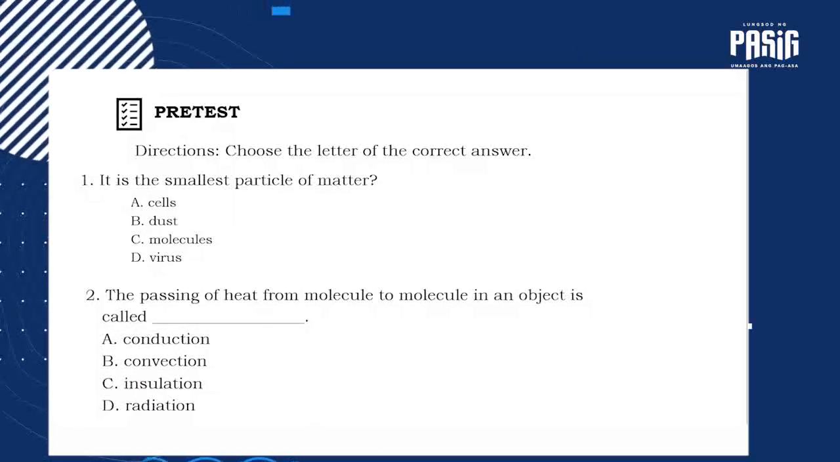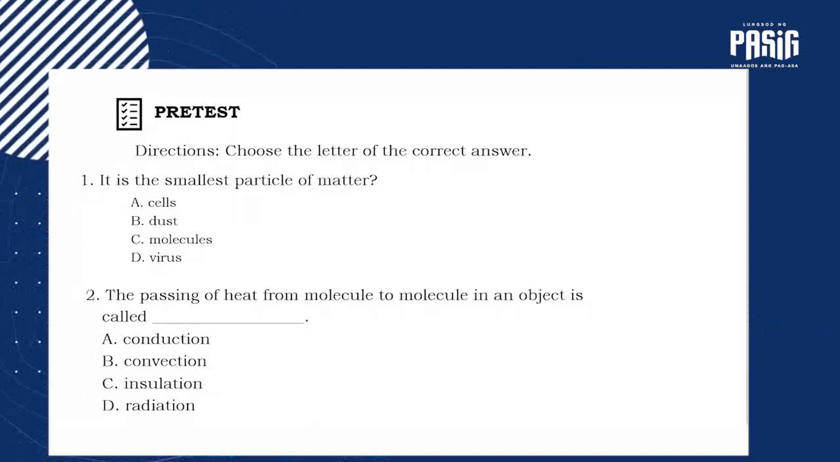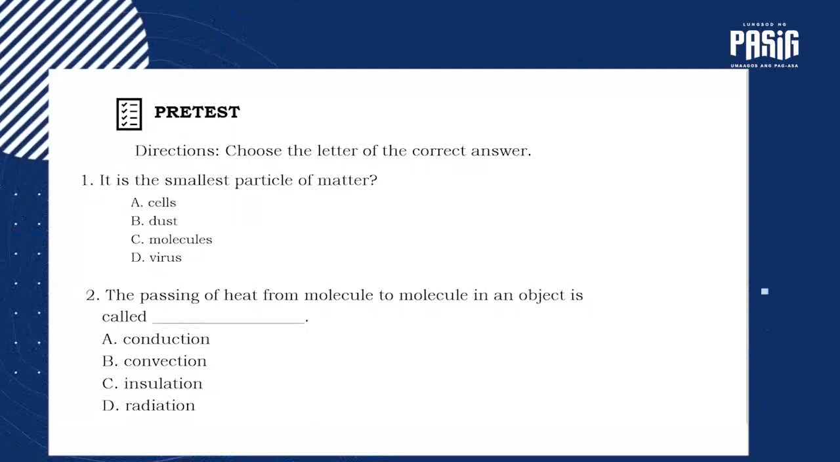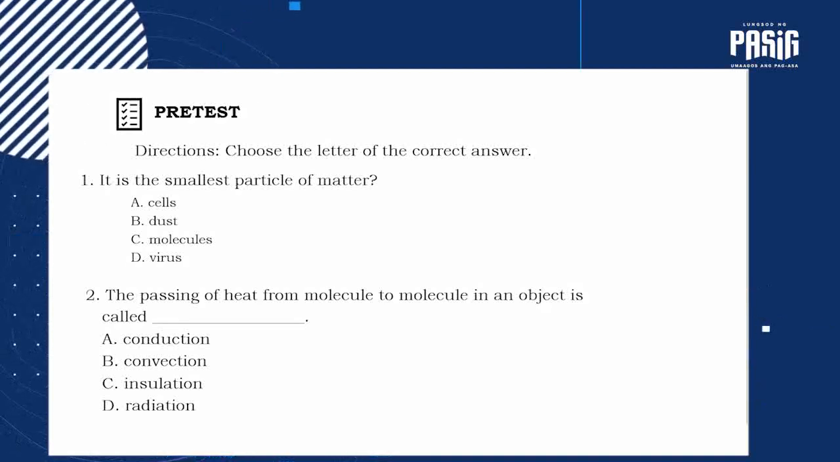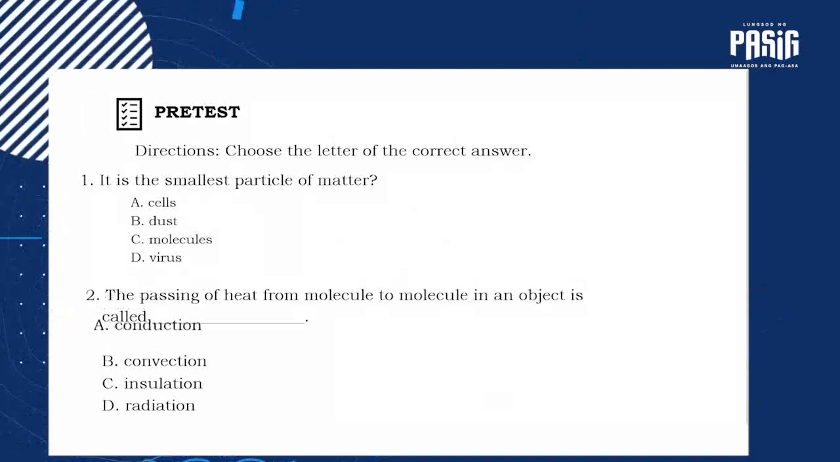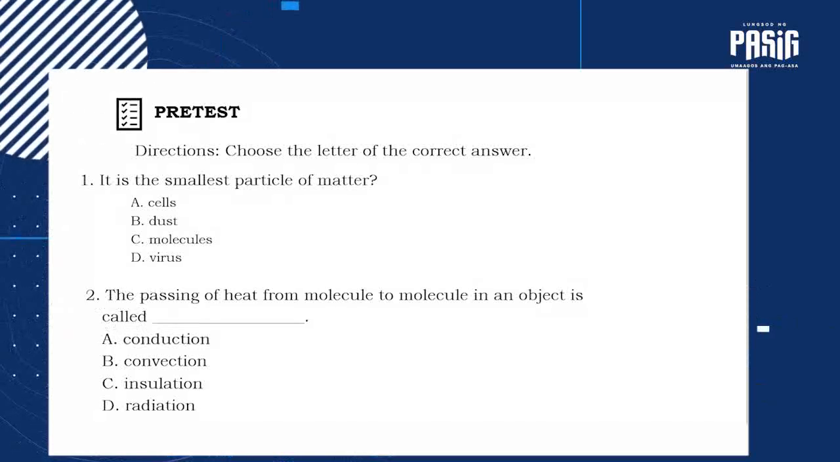Number 2. The passing of heat from molecule to molecule in an object is called blank. A. Conduction. B. Convection. C. Insulation. D. Radiation. Answer please. Very good. The answer is letter A. Conduction.